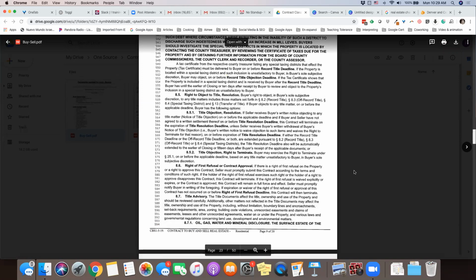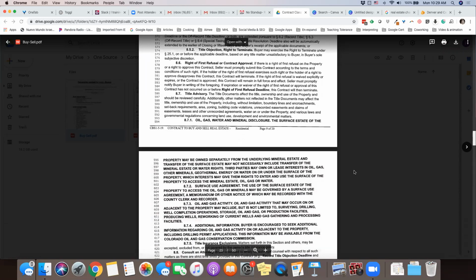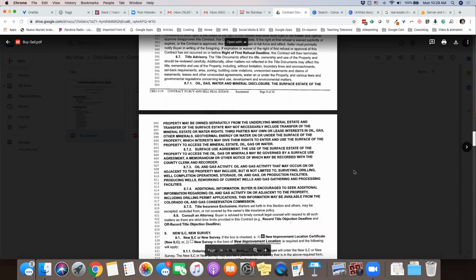On 8.7.1 is mineral rights. That's talking about whether the property might have mineral rights. If you're on acreage, it's a possibility some of these things might take place and might apply. If it's Highlands Ranch or Castle Rock or Parker, it may not.